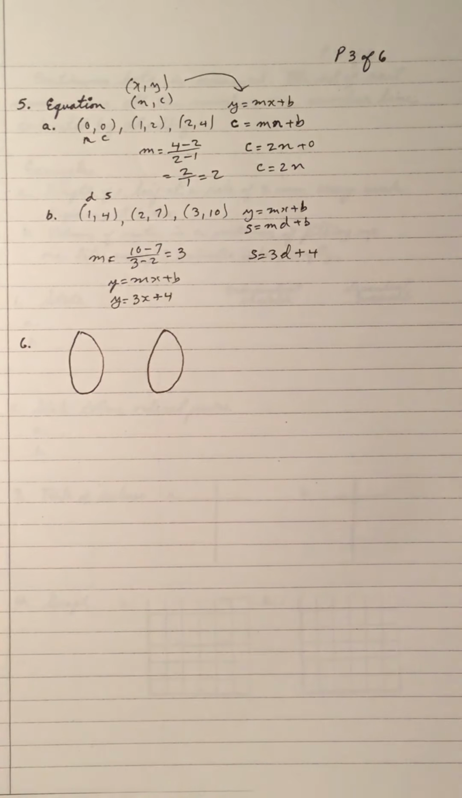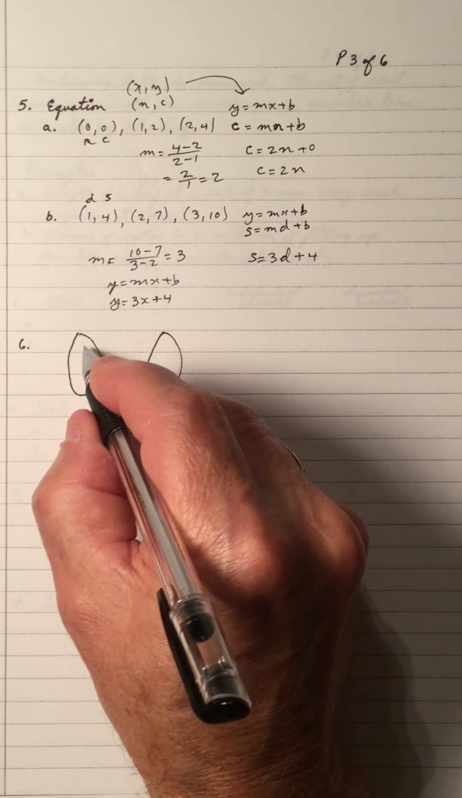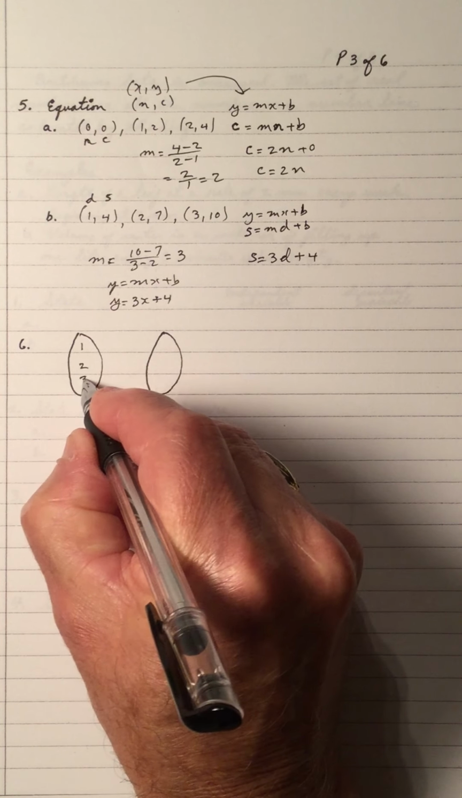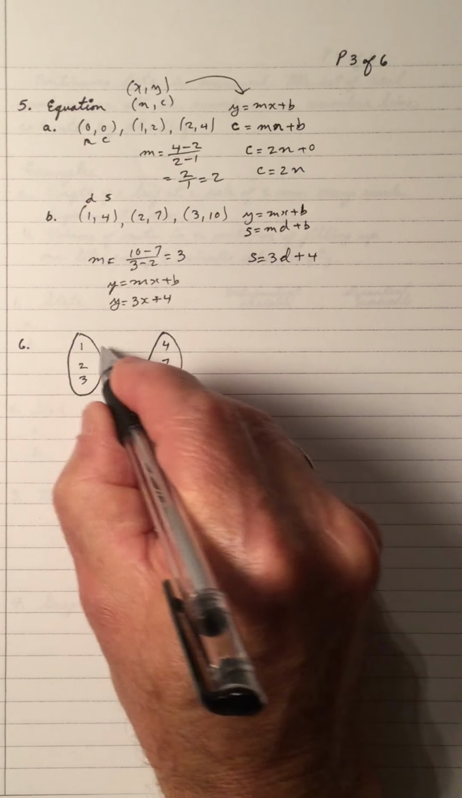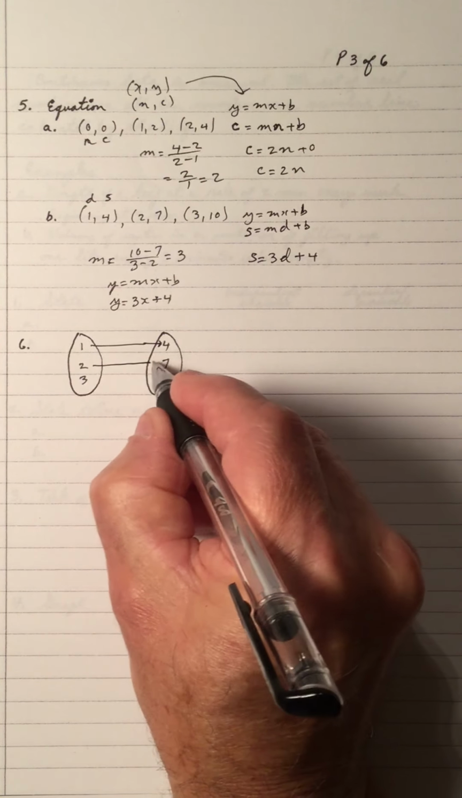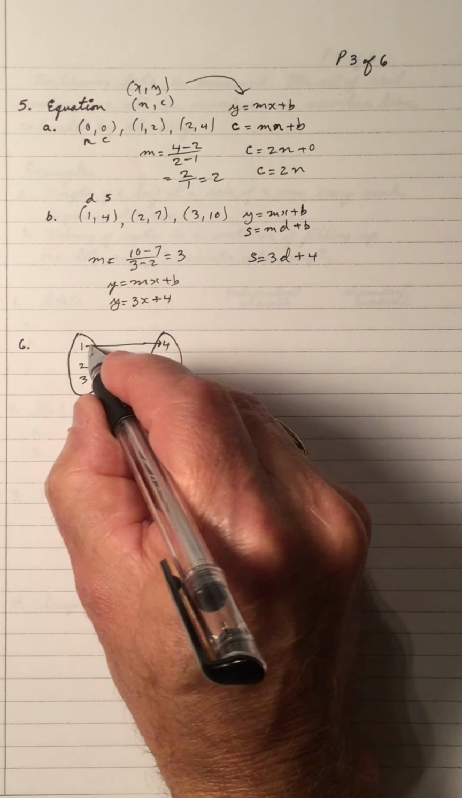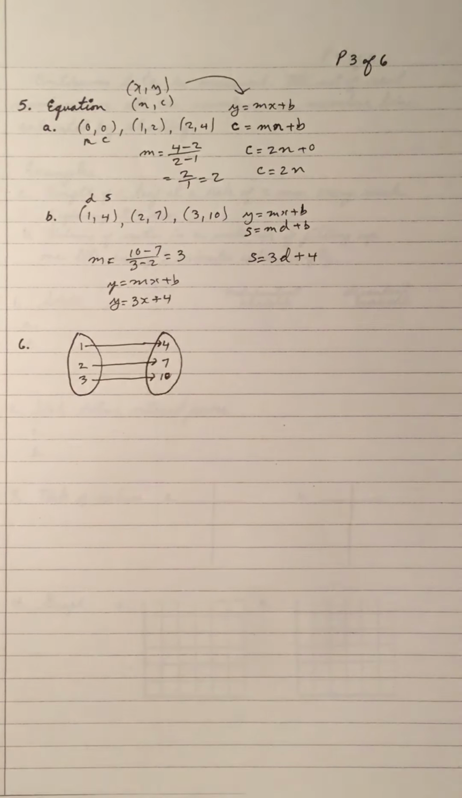There's more work to be done on this, but I'm just trying to make some sense. And when you put it in the mapping form, you've got a 1, a 2, and a 3, and that gives you a 4, a 7, and a 10. So 1 is mapped with 4, 2 is mapped with 7, and 3 is mapped with 10. That's the mapping rule, or mapping form.